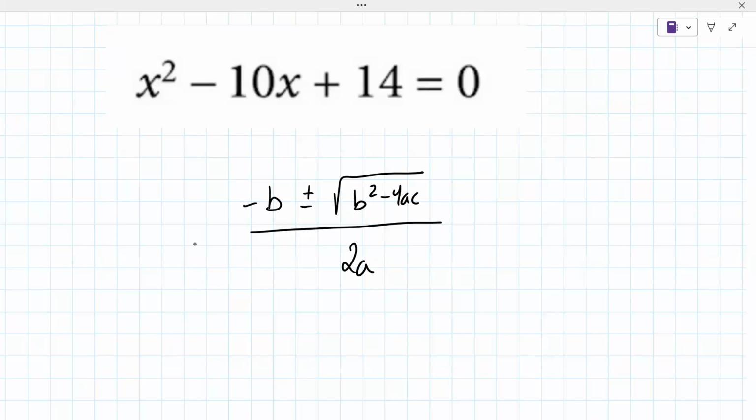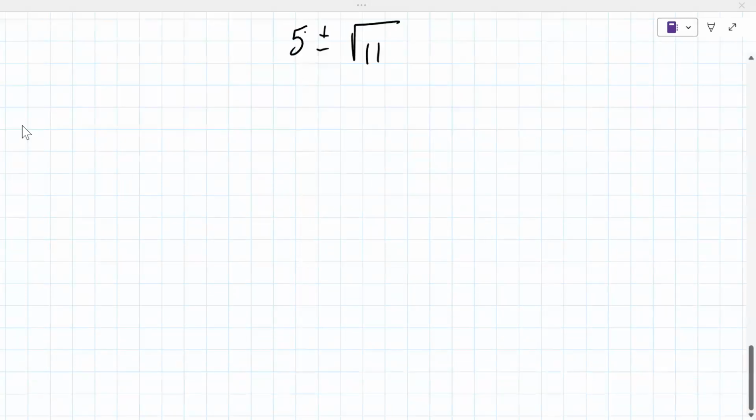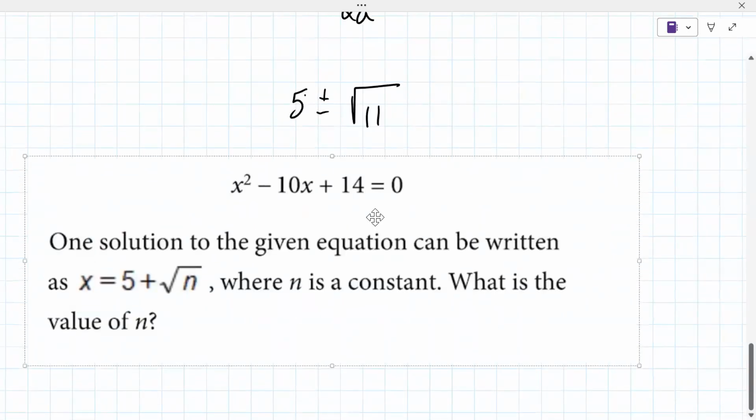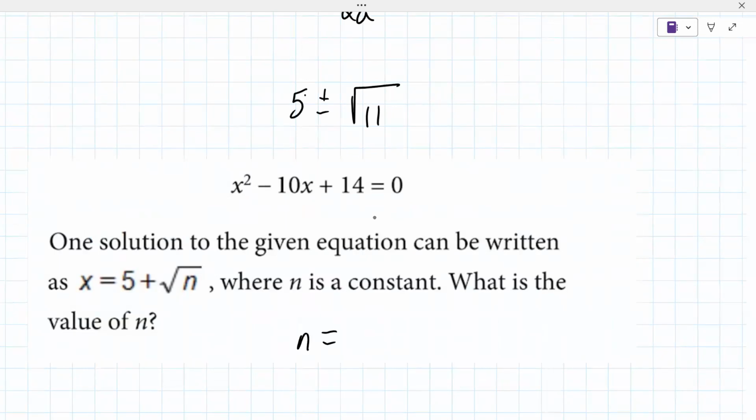5 plus or minus root 11. Yeah. Excellent. Okay, now let's look at the full question here, and then we'll talk about some other things that they tend to ask. All right, so here is the full question. Keep in mind your answer. What are they asking for? What is the value of n in this problem based on what you just did? 11. It is 11. Okay.